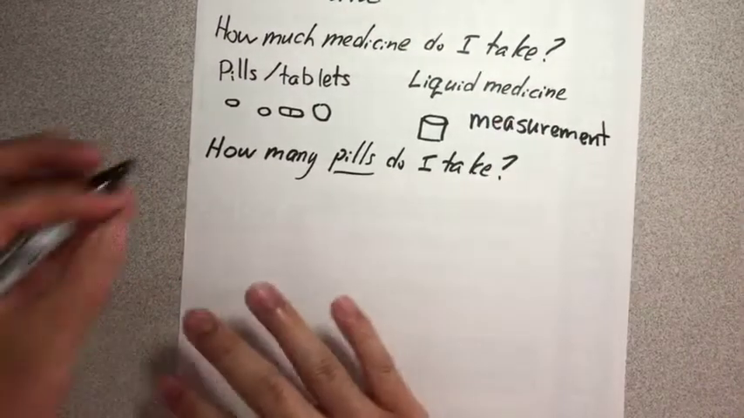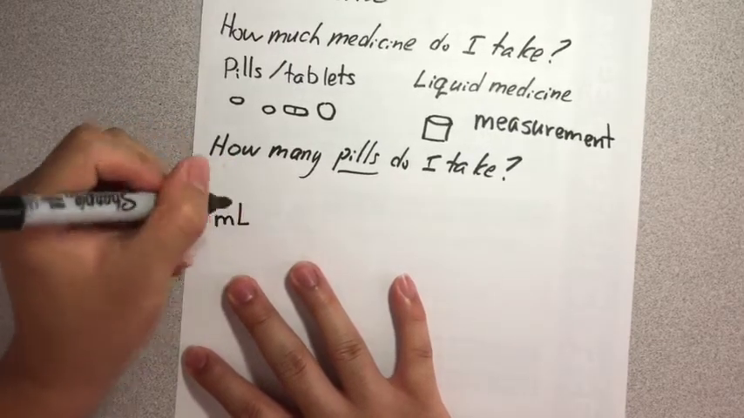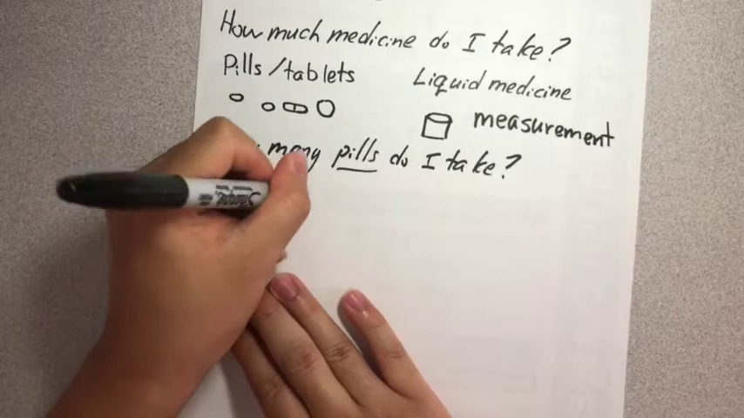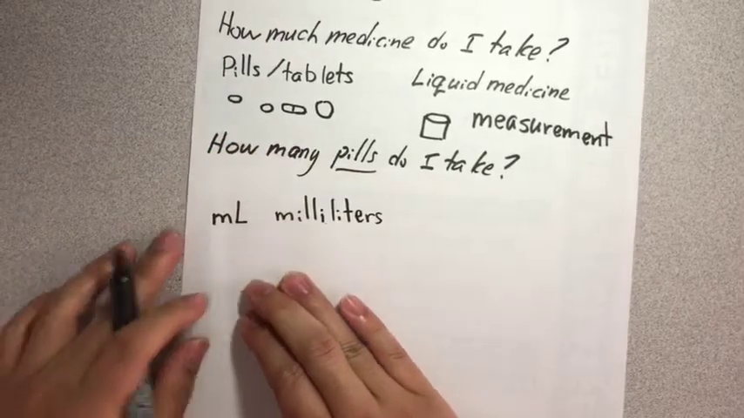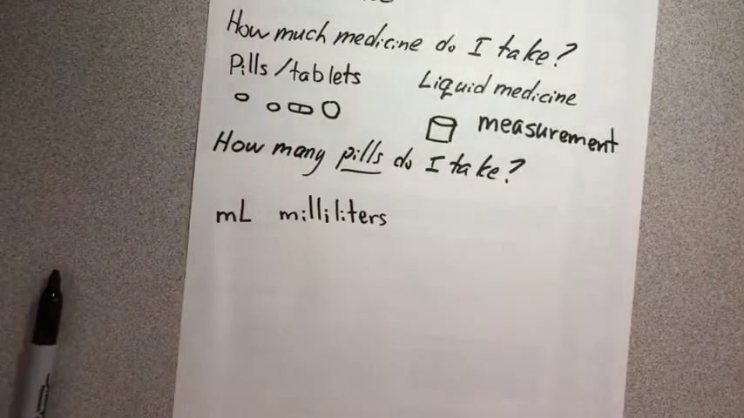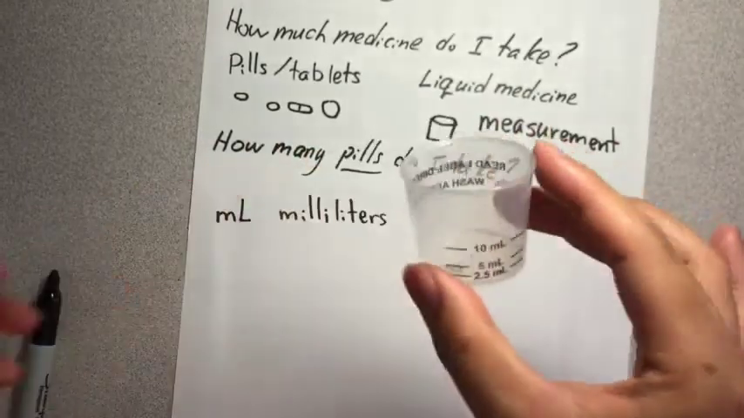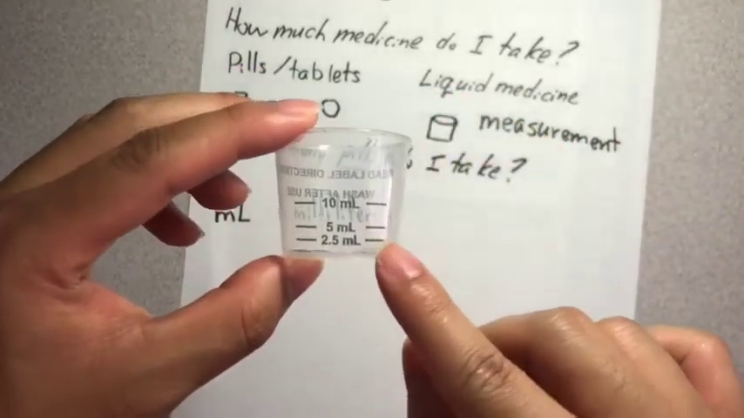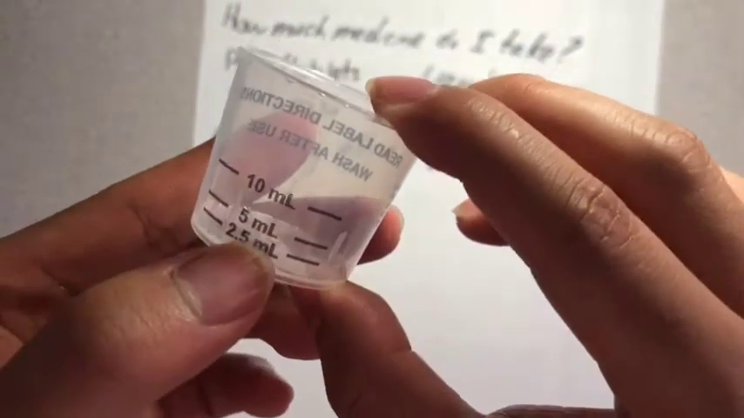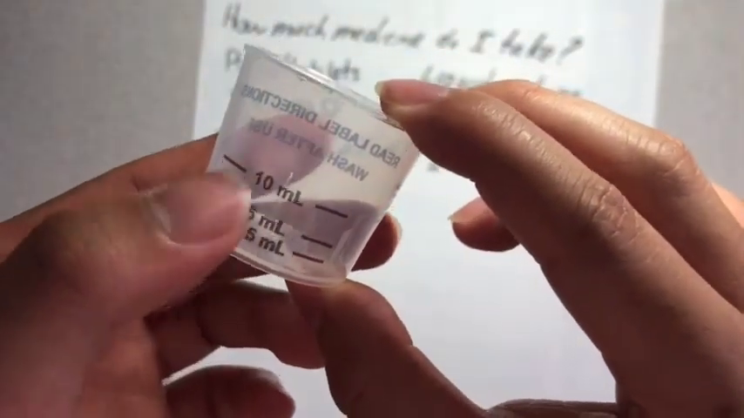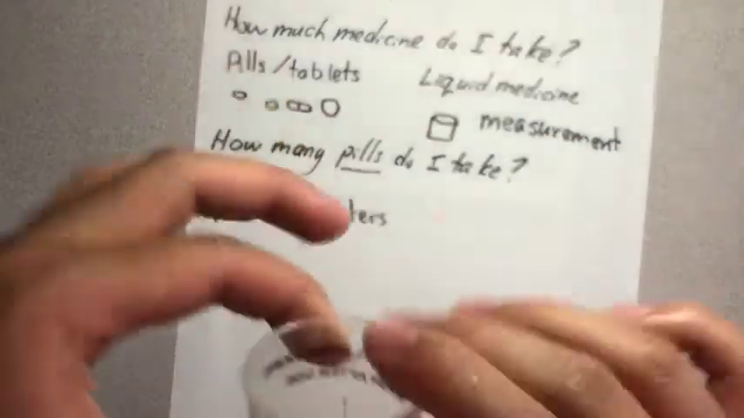So, with medicine, we usually talk about milliliters. Milliliters. So let's see. This is a medicine cup. It's a small cup for drinking medicine, and it tells you the measurement. So this cup is in milliliters. Here, we have 2.5 milliliters, 5 milliliters, and 10 milliliters. That's how much medicine there is in a cup.